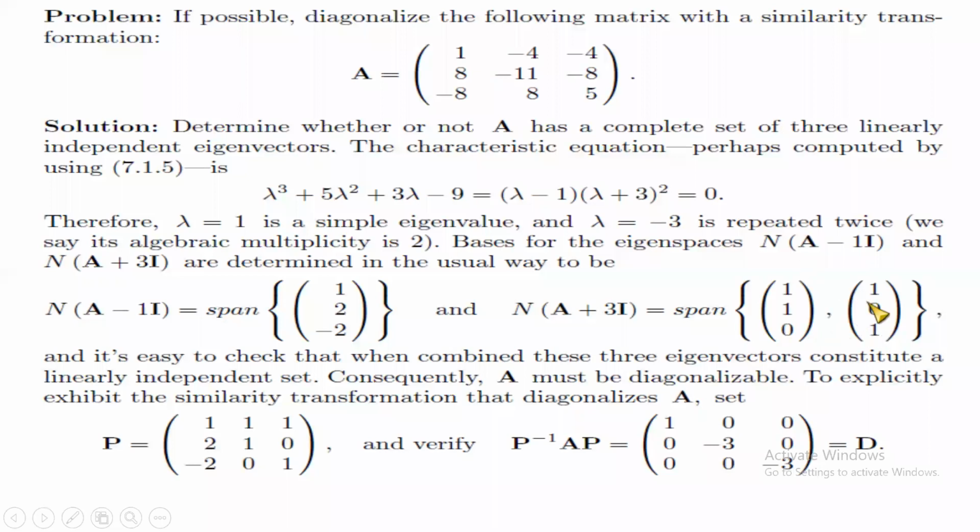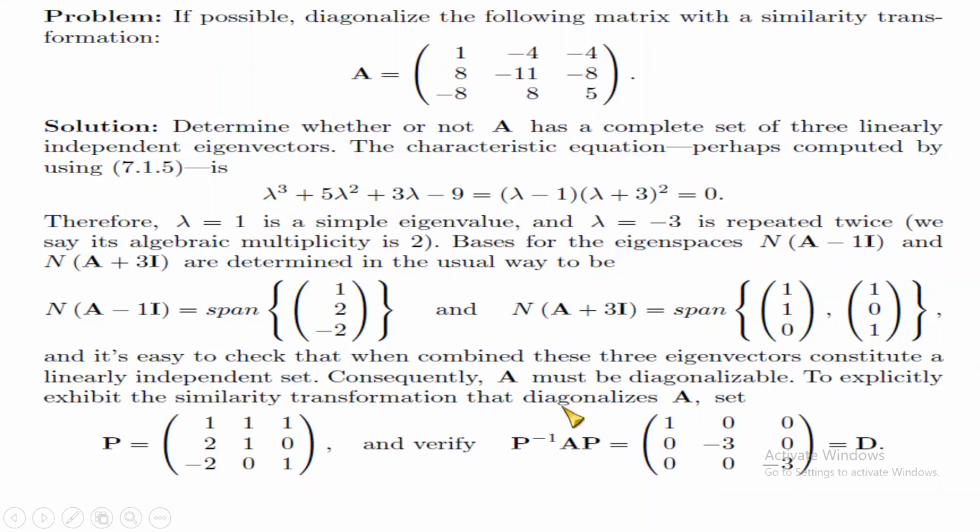So we have two distinct ones over here for spanning purpose, and the algebraic multiplicity is 2. So therefore, geometric and algebraic multiplicity, we say that both are same. Hence, it is possible to diagonalize. And it's easy to check that when combined, these 3 eigenvectors constitute a linearly independent set. So if you substitute the different values, then you'll get 1 2 minus 2, 1 1 0, 1 0 1. So this will form a linearly independent set, and that can always be checked by taking the LU decomposition of this.